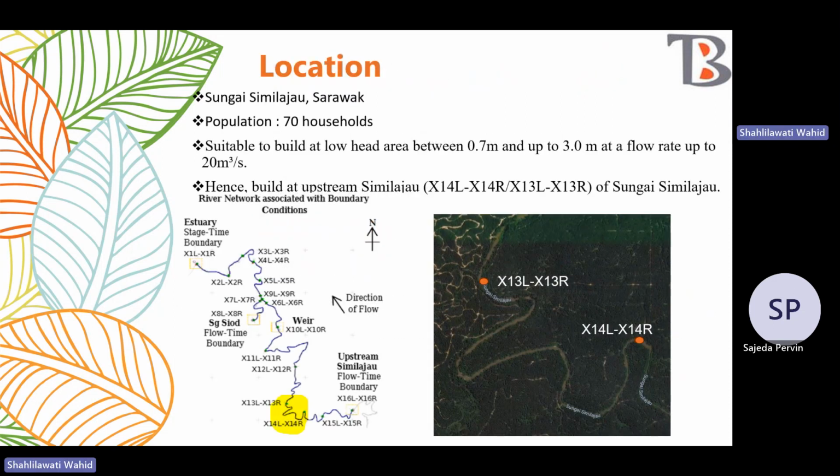For the location, it will be located in Songhai, Simalisau, Sarawak. The population of this place is around 70 households. The gravitational vortex power plant is suitable to be built in a low head area between 0.7 meters up to 3.0 meters, at a flow rate of up to 20 meters per second. It is better to be built upstream at the Simalisau area.